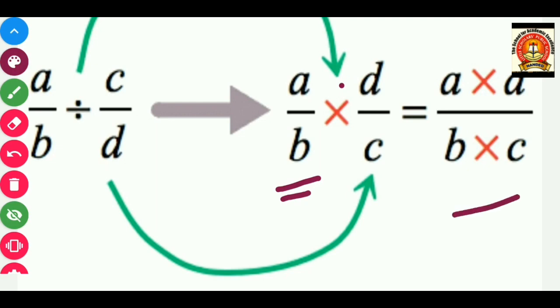Now here is a very simple stage. We come to know the multiplication of fractions. You just need to multiply the numerators, a into d, and multiply the denominators, b into c, and then the final product you can simplify if necessary.